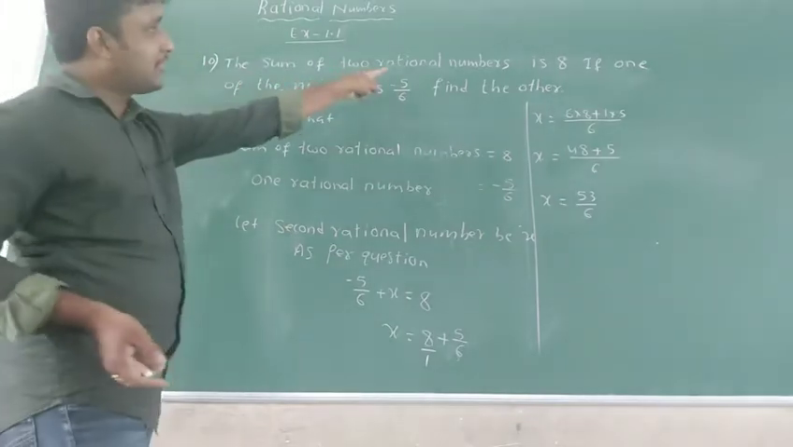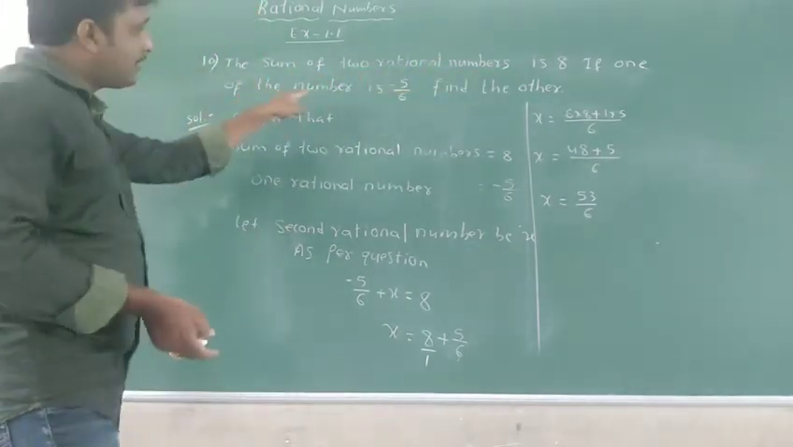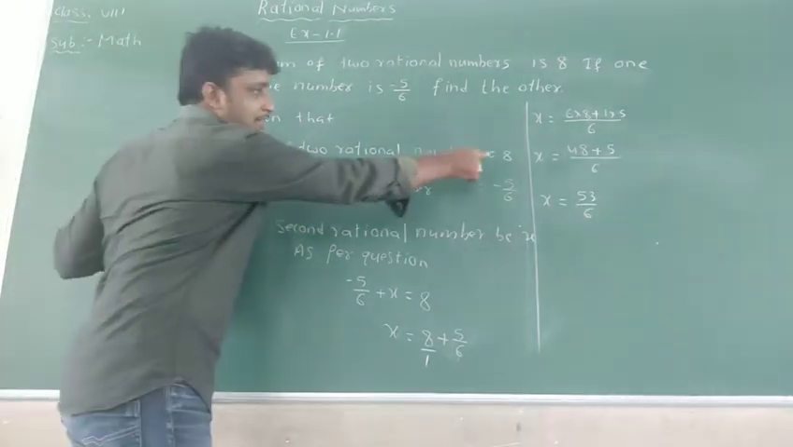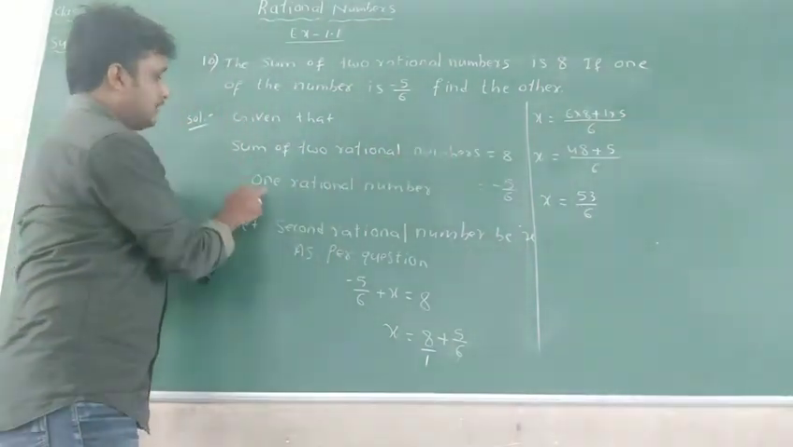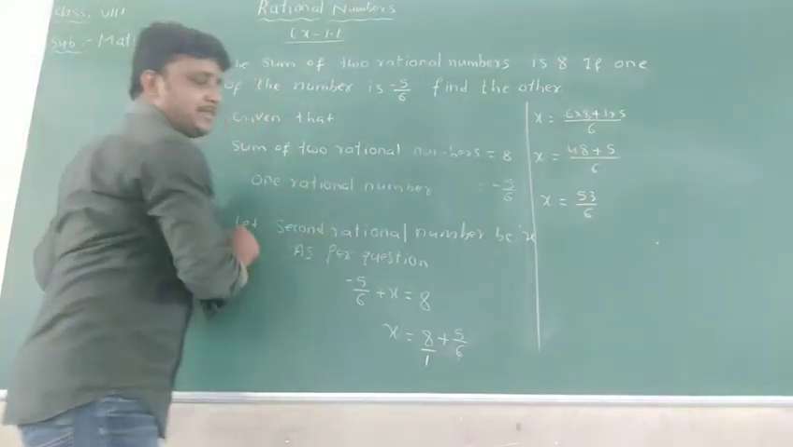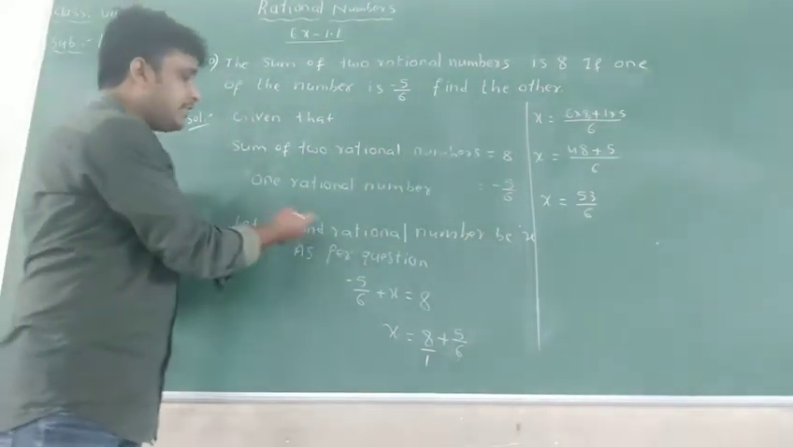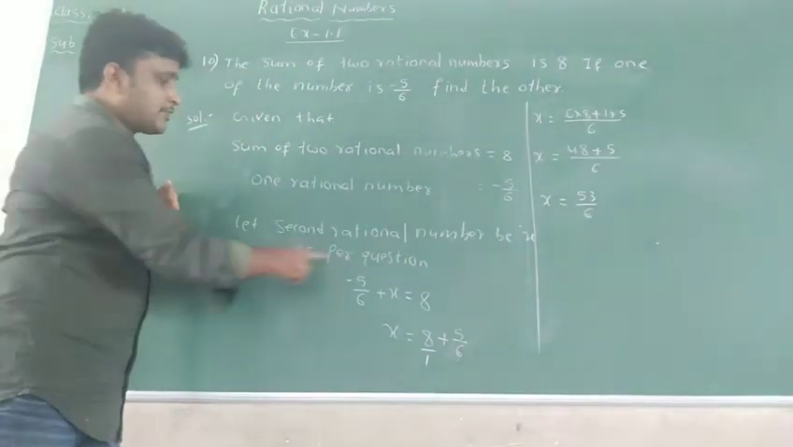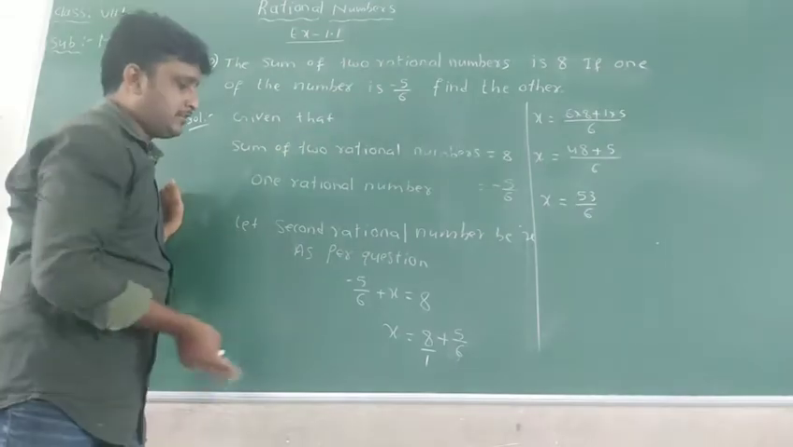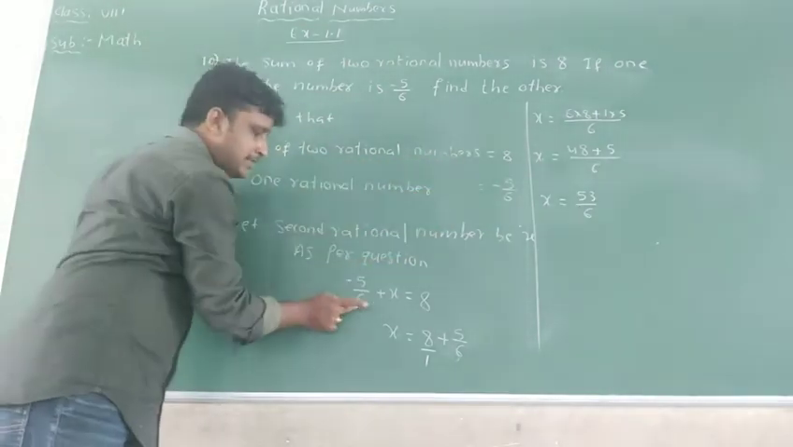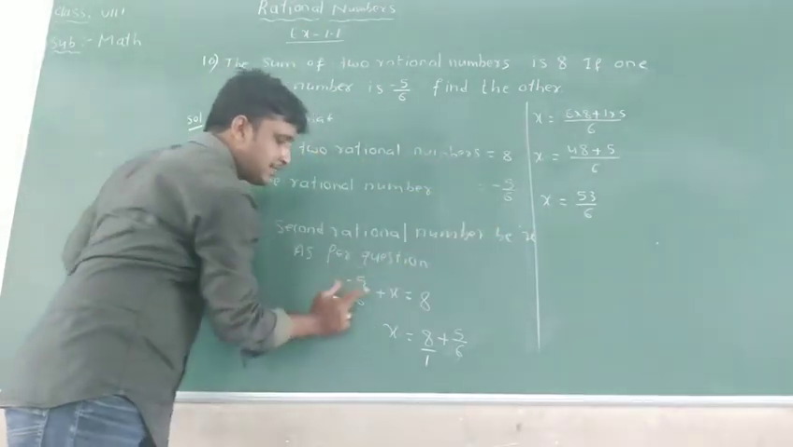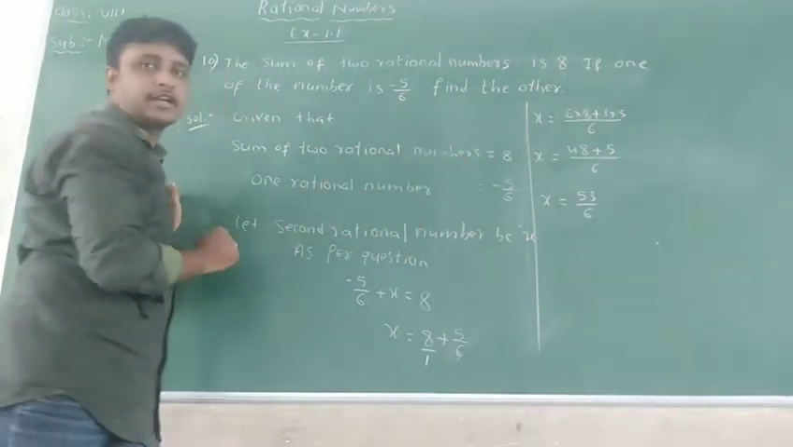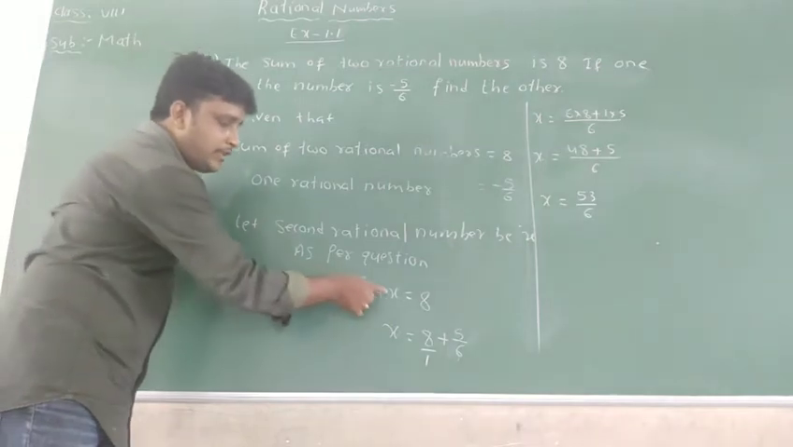So the sum of two rational numbers is 8. If one number is minus 7 by 6, find the other. First, the given information: the sum of the two rational numbers is 8. Next, one rational number equal to minus 5 by 6 is given, and we have to find the second rational number. Let the second rational number be x. As per the question, minus 5 by 6 plus x is equal to 8.